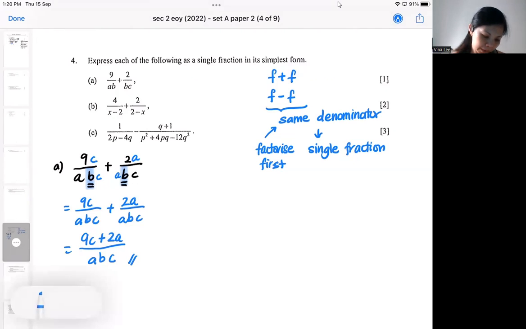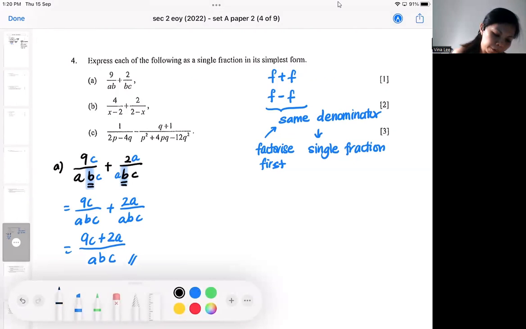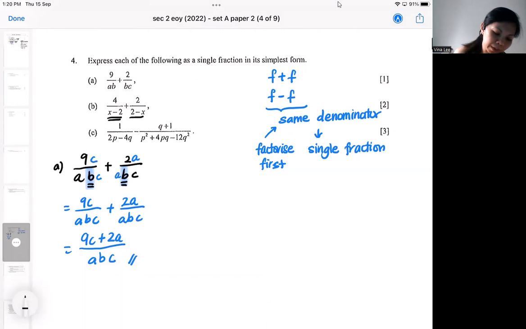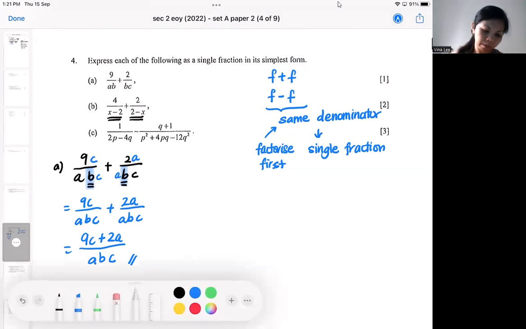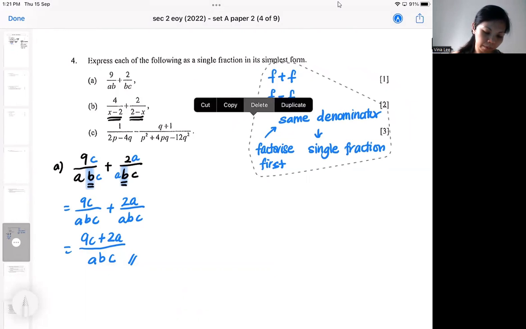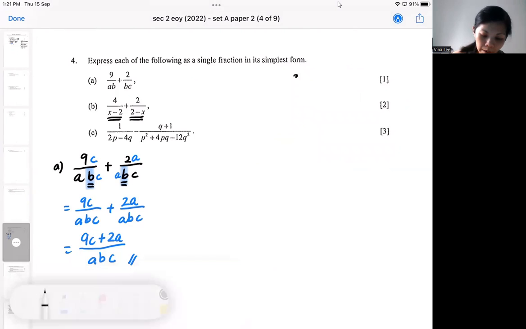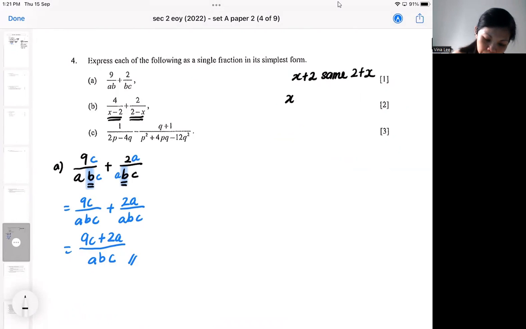For part B, some of you thought that x minus 2 is the same as 2 minus x. So there are some of you who thought that these two look the same. Okay, so you have to take note. x plus 2 will be the same as 2 plus x. But x minus 2 is not the same as 2 minus x.